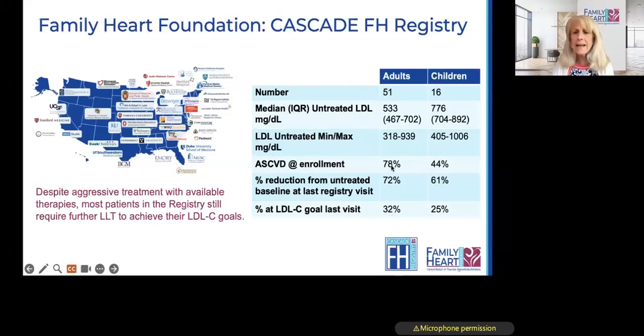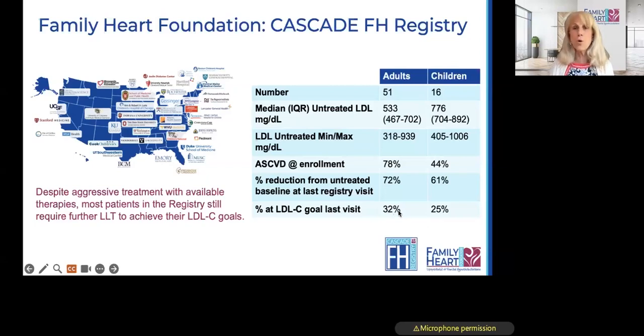If we look at atherosclerotic vascular disease at enrollment, at the time they entered the registry, 78% of adults and 44% of children. And at the time of their last visit, remember we did the data cut in April of 2020, adults had had a dramatic reduction in LDL from their untreated baseline, 72%, as had the children, 61%. But because they're starting from such high untreated baselines, only 32% of adults got their LDL to goal.